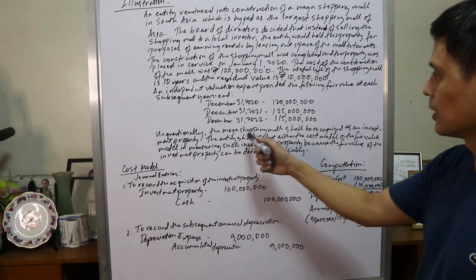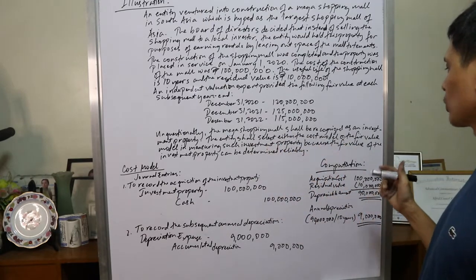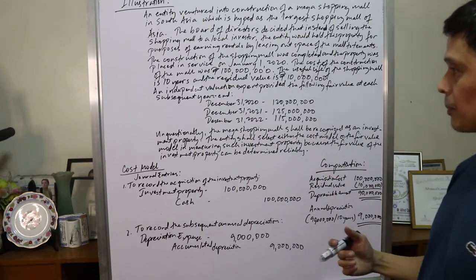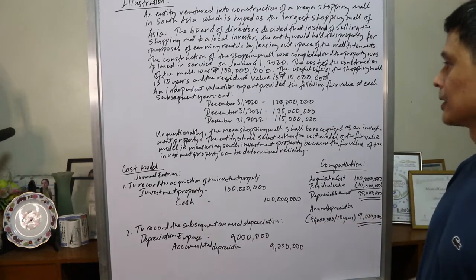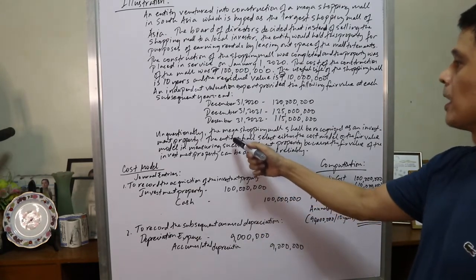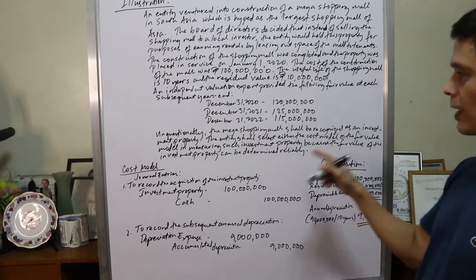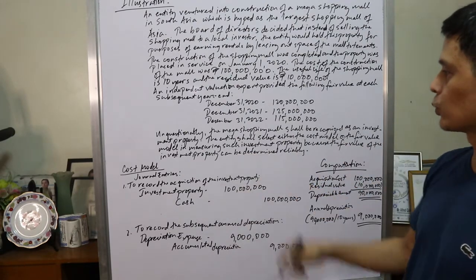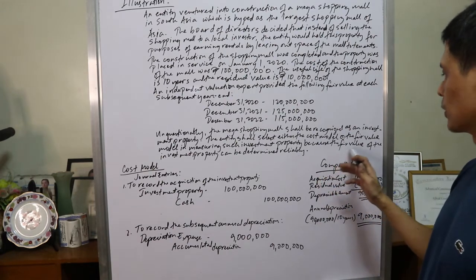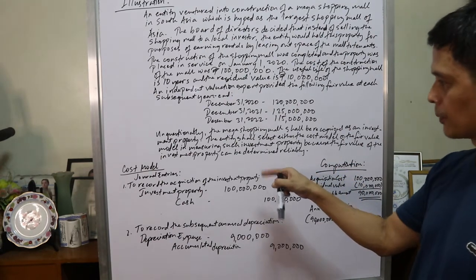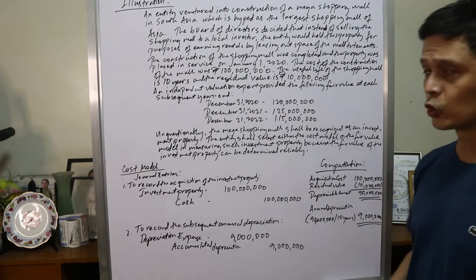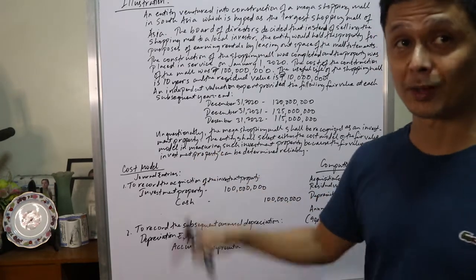So unquestionably, the mega shopping mall shall be recognized as an investment property kasi pinapaupa niya sa mga tenants ng shopping mall. The entity shall select either the cost model or the fair value model in measuring such investment property because the fair value of the investment property can be determined reliably. So unahin muna natin yung cost method.